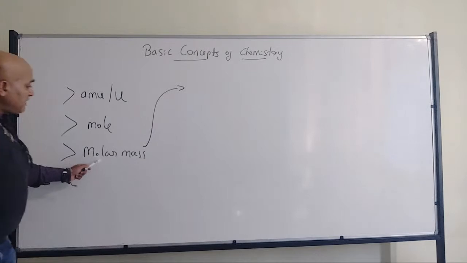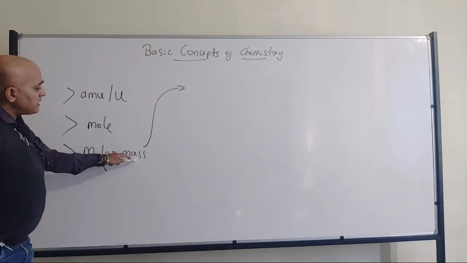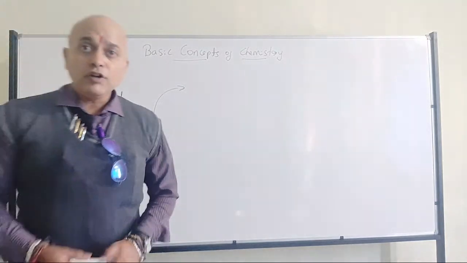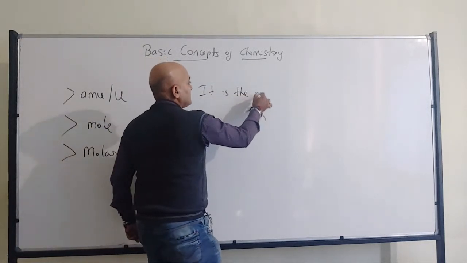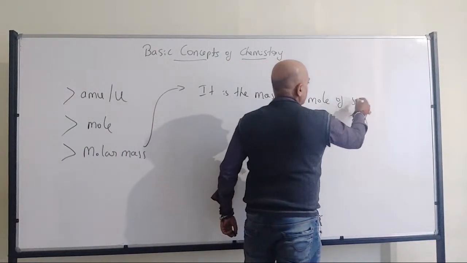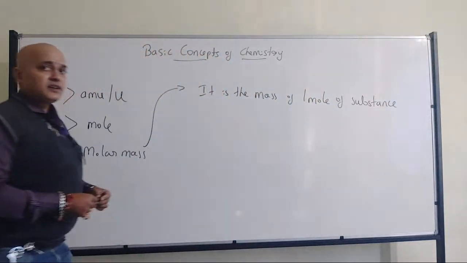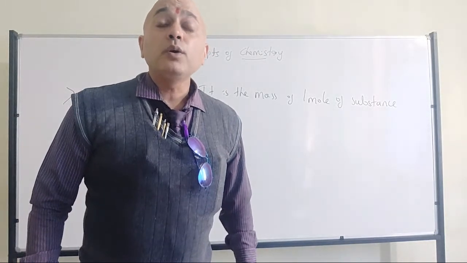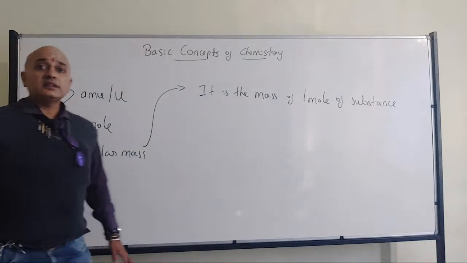It's a number. Now I am talking about molar mass. Atomic mass unit, mass. Molar mass. Here also mass is there. So what should be the molar mass? Now, molar mass is nothing but the mass of 1 mole of a substance. Got my point? It is the mass of 1 mole of a substance. That is nothing but molar mass. Okay?